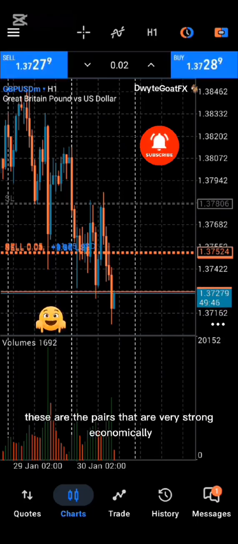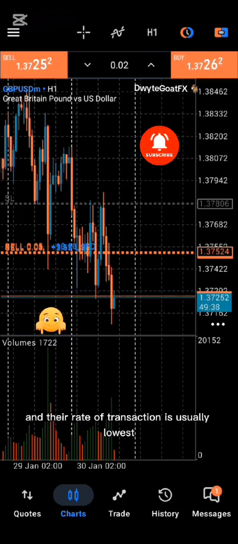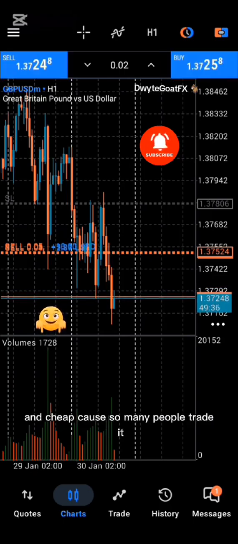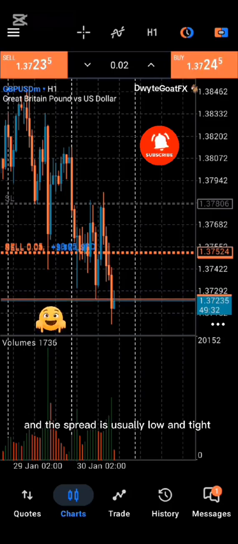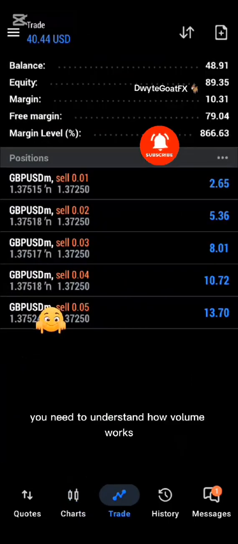These are pairs that are very strong economically, as they have lots of liquidity, and their transaction cost is usually lowest and cheap because so many people trade them, and the spread is usually low and tight. So with all these things being said, you need to understand how volume works.